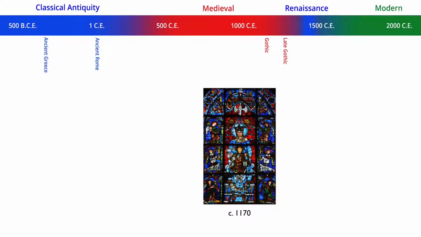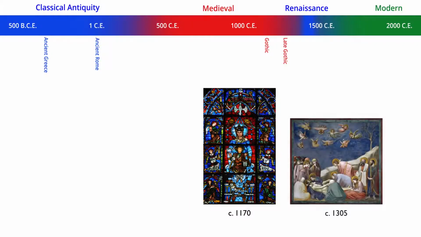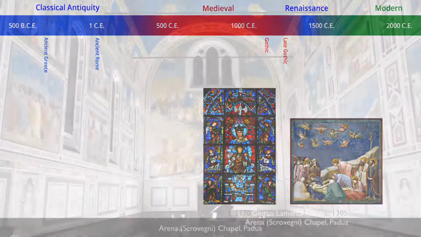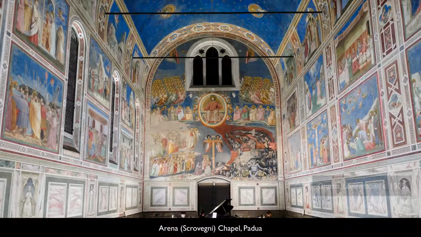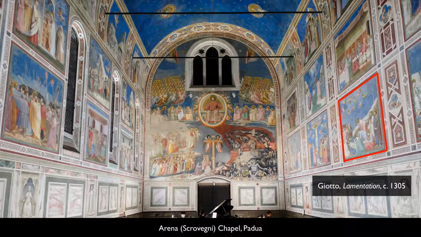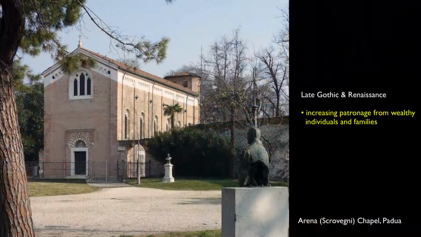So let's now look at a painting, a fresco by Giotto. We're now in Italy. We're in a town named Padua, and we're looking at one scene in a complex series of scenes painted on the walls of a private chapel, which is usually called the Arena Chapel or sometimes the Scrovegni Chapel. So we've shifted to a smaller family chapel, and this tells us something about how patronage is shifting.